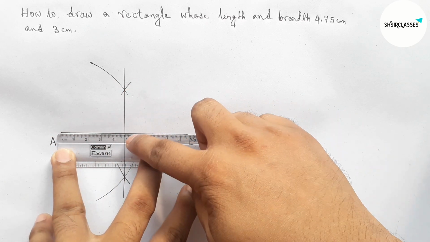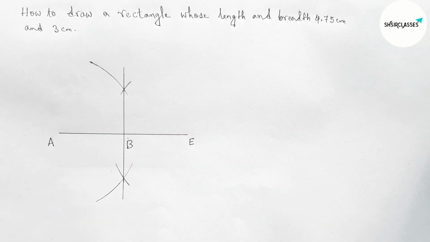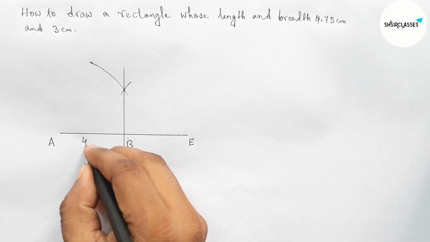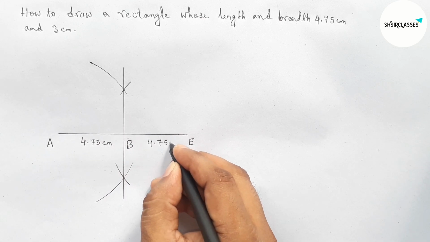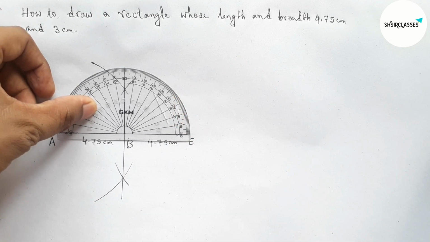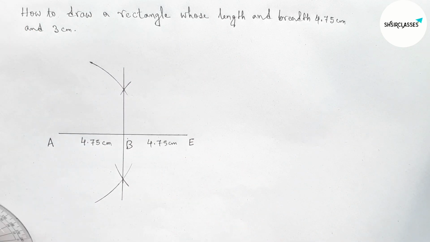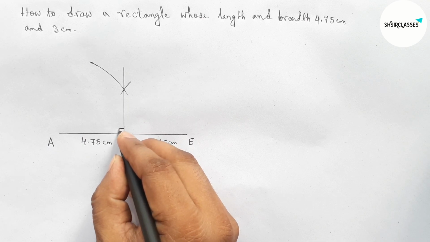Now checking this, this is perfectly 4.75 centimeters. So here AB is 4.75 centimeters and BE is also 4.75 centimeters. And here this is a perfect 90-degree angle. So this is a 90-degree angle.